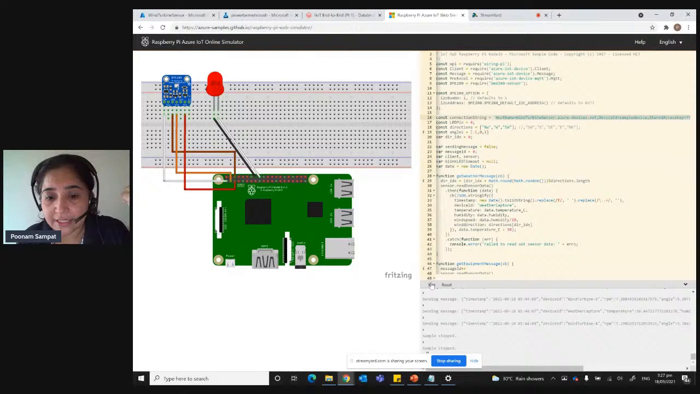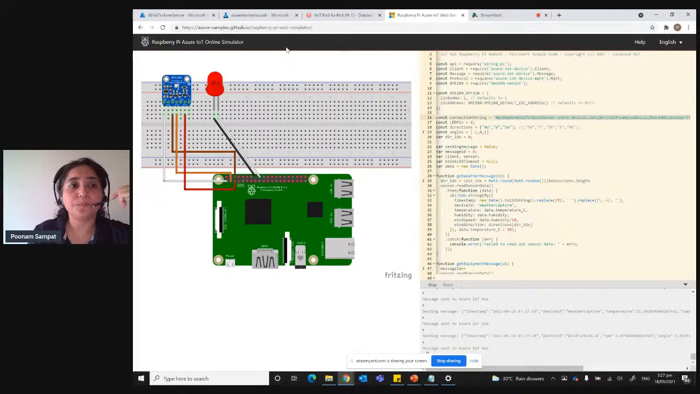I can just go and say run. And if you see, it will start sending. See, it started sending messages to IoT hub. It's sending the weather data. It is sending me the device data and things like that. So this is how the data is getting into the IoT hub.